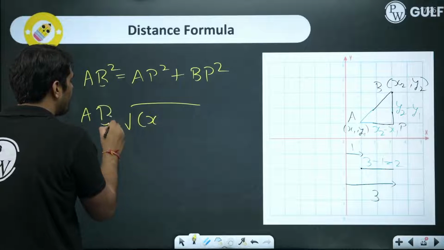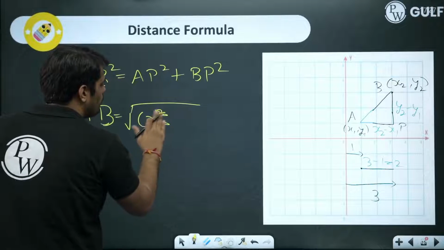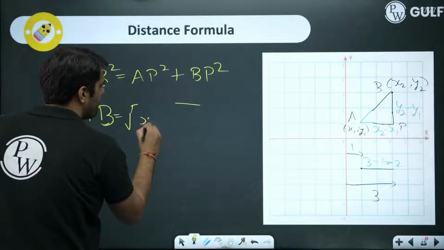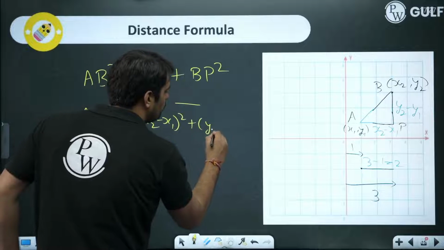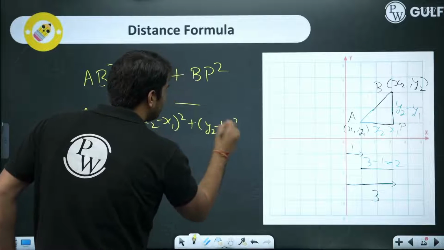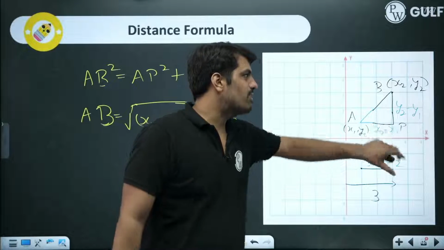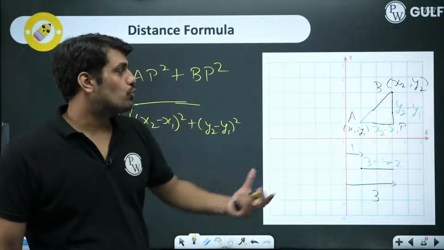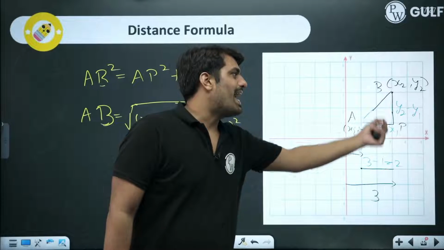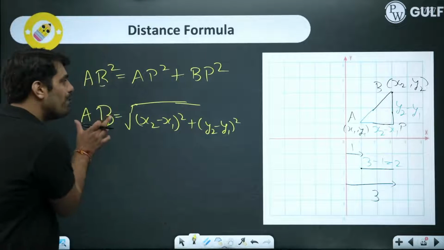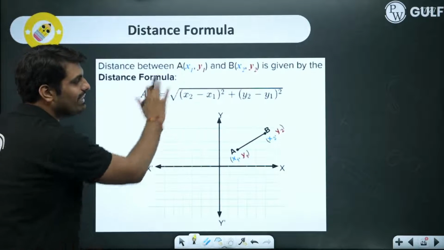AB square would have come out to be x2 minus x1 whole square plus y2 minus y1 whole square. And why, sir? I told you already, the reason is very obvious. This distance is x2 minus x1, and this distance is y2 minus y1. So square of this plus square of this being added, and since we want to find AB, not AB square, the square root comes above this one. Ultimately, you can take a screenshot, you can write it down.